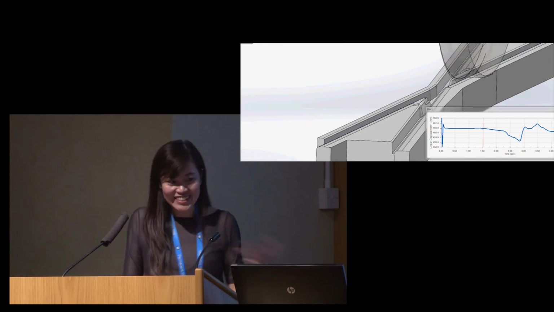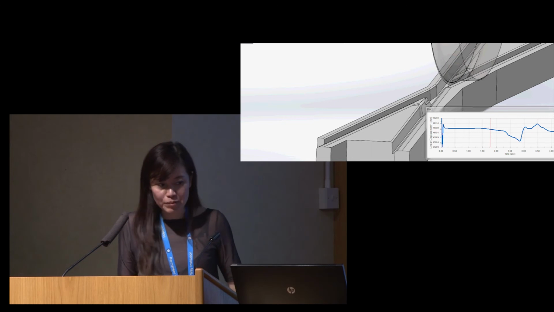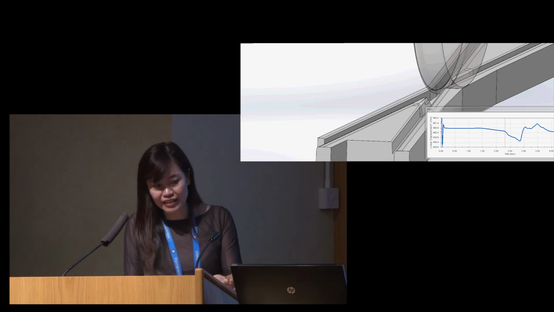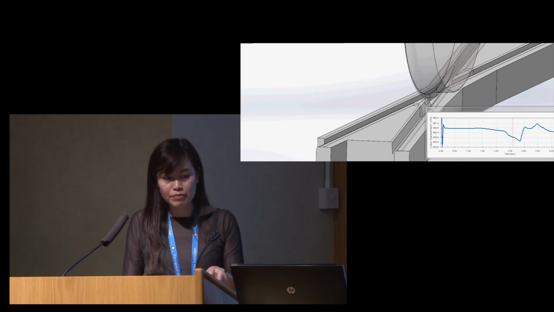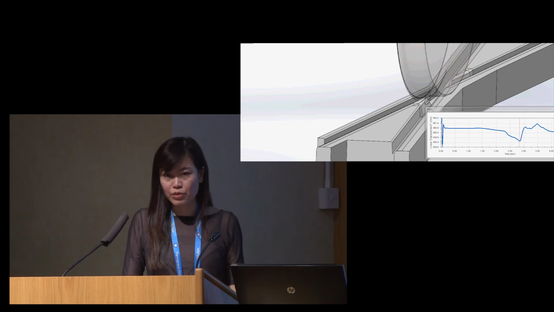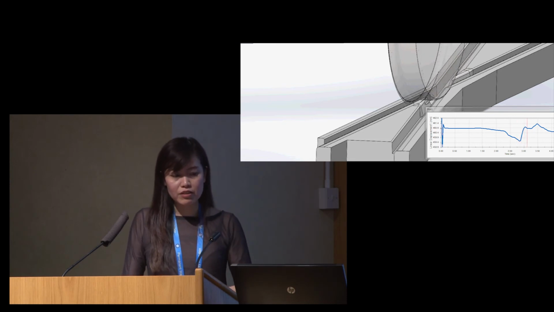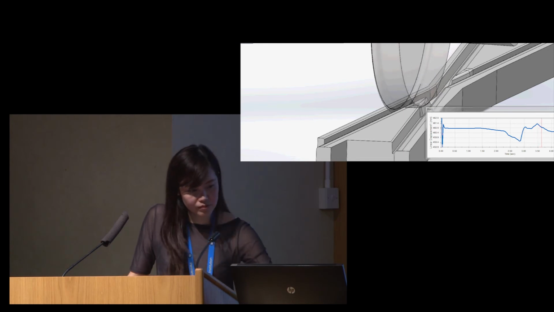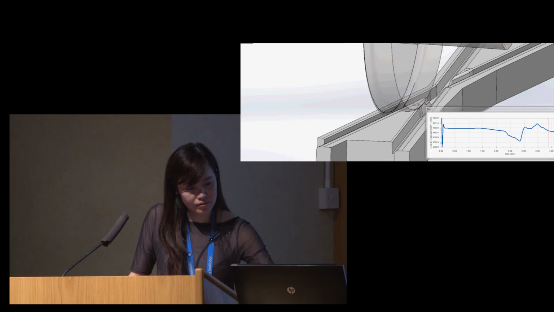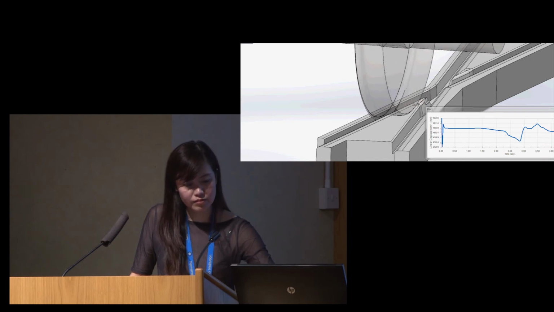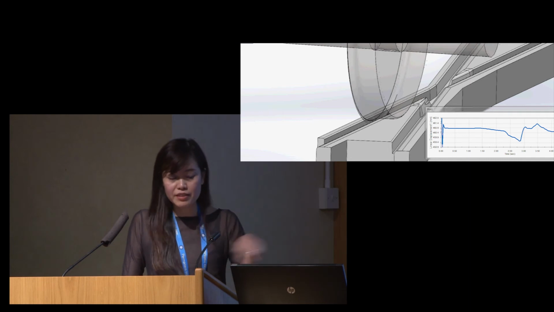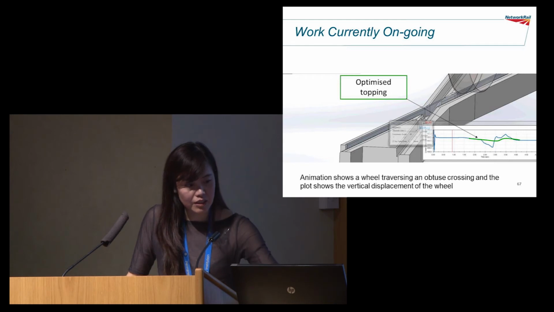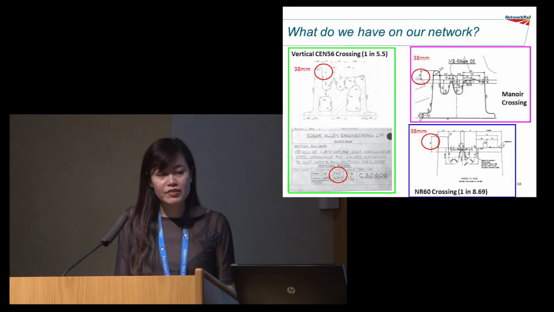So work is ongoing, as doing the same thing with the common crossings. I'm trying to optimize the topping. As you can see, there's a big dip angle as the wheel goes from the knuckle to the nose. So we're trying to optimize this because we have a lot of obtuse crossing failures at the moment. So this is what we're trying to do, optimize the crossing so there's not much dip angle as in the simulation.